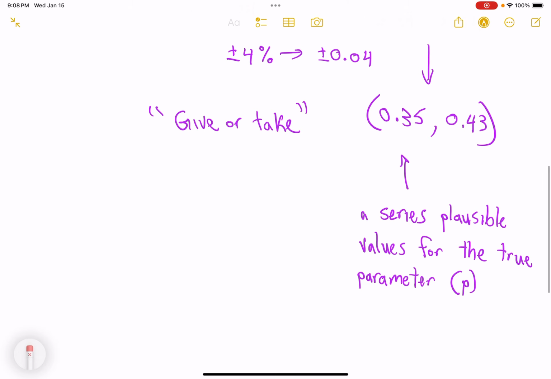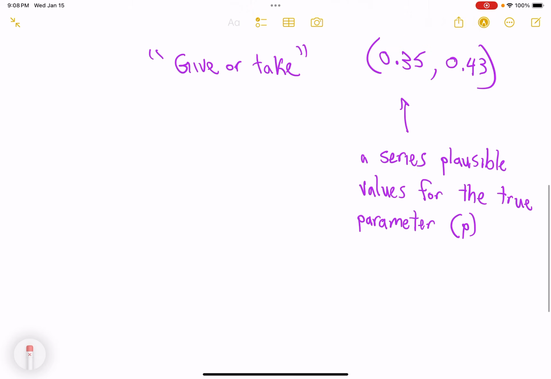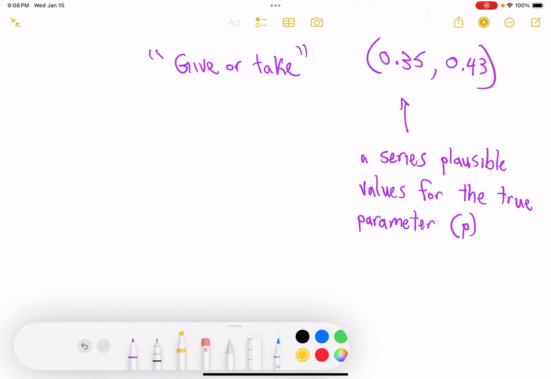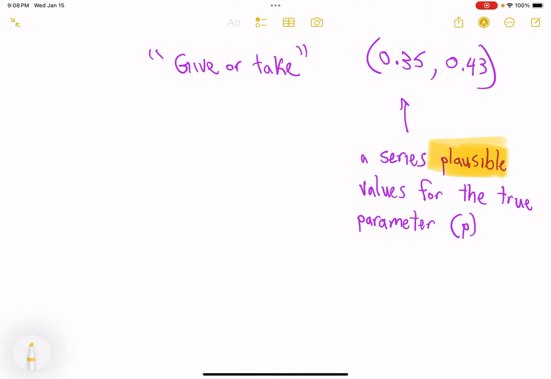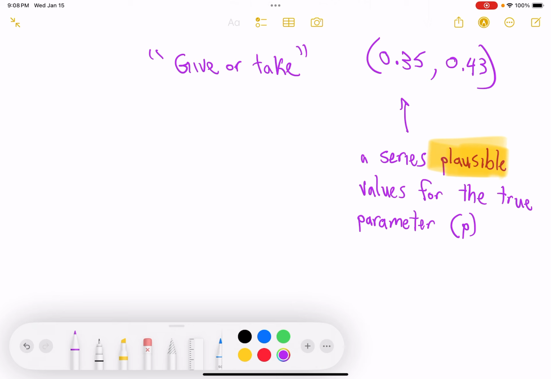So what we're looking at here is a series of, specifically, I should say, plausible values. Values that are not only possible, but likely to be the true parameter P. Okay, so we have an idea of what this means. And as we'll see in future lessons, we're going to learn how to calculate these margins of error and confidence intervals in more complicated ways.